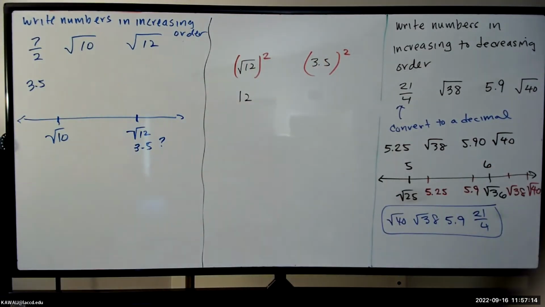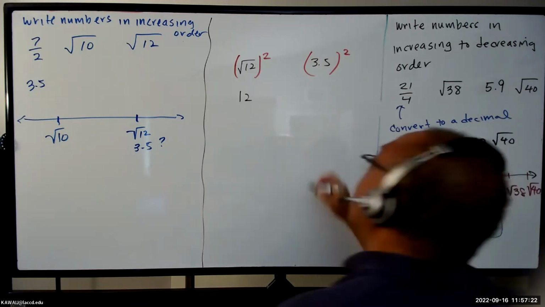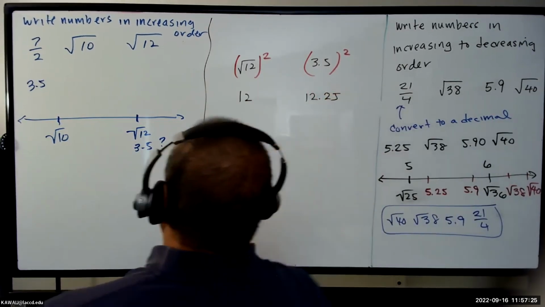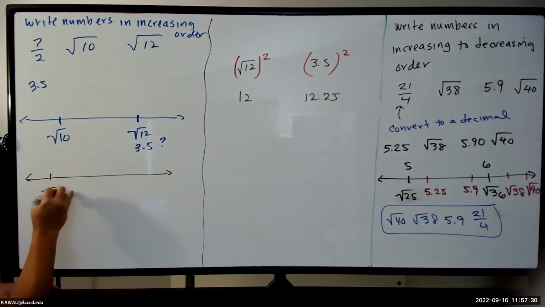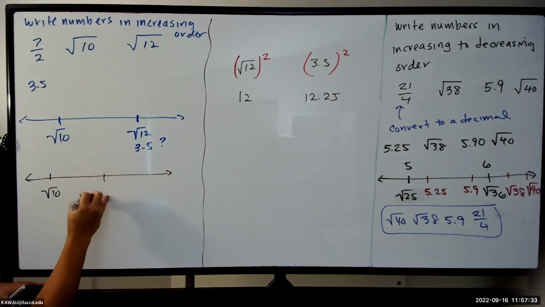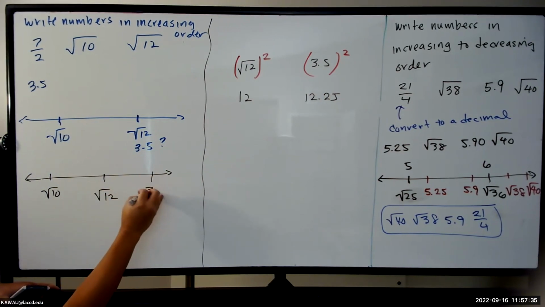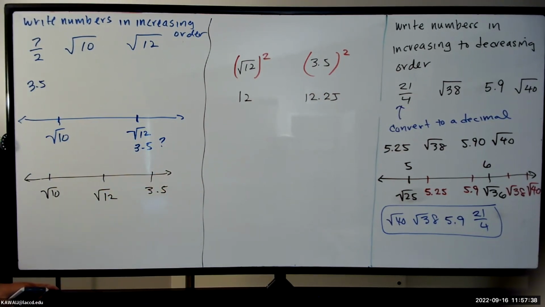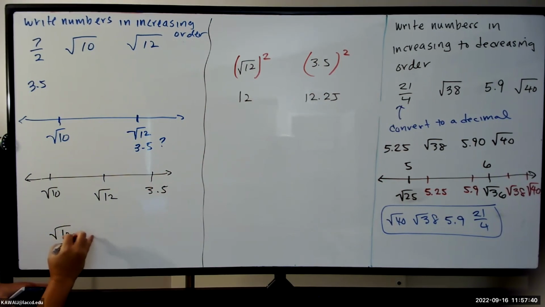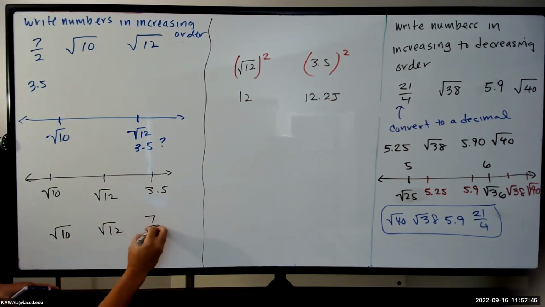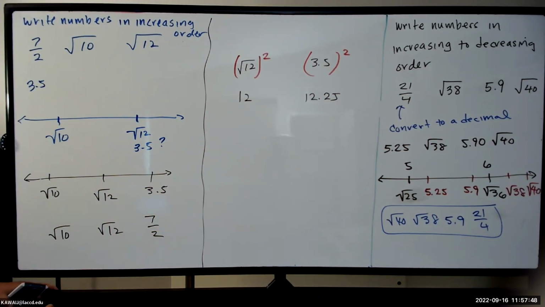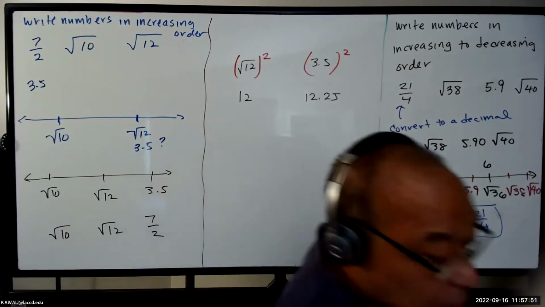Let's see. It's 12.25. Okay, thank you. So now we know when we look at this that we have square root of 10, square root of 12, and then 3.5, which is 7 divided by 2. Okay, thank you, everyone.